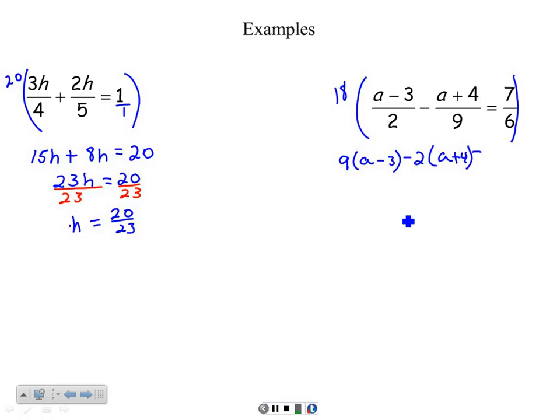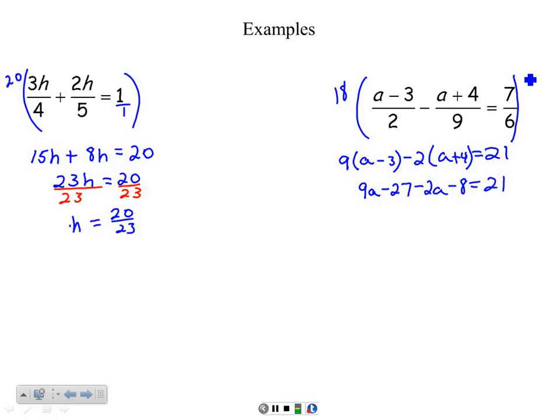Alright, is equal to, and then 18 times 7 over 6. Basically 6 will go into 18 3 times, and 3 times 7 is 21. So if we do the distributive property here, 9 times a is 9a. 9 times negative 3 is negative 27. Negative 2 times a is negative 2a. And negative 2 times 4 is negative 8, is equal to 21.